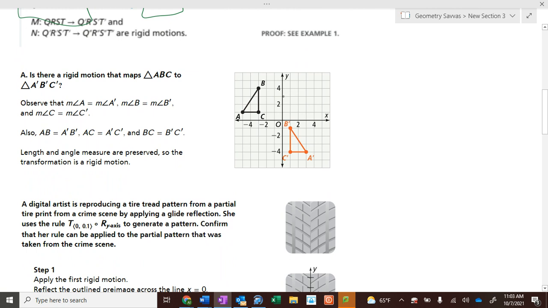Okay, so how do we get this figure down to this figure? What we have to do is a composition of transformations. We can do a translation, then reflect, or reflect and do a translation. I like to reflect first, so we're going to reflect across the y-axis. B is 3 away, so B would be 3 away. C is 3 away, C would be 3 away. A is 5 away, A would be 5 away. So that's a reflection around the y-axis.